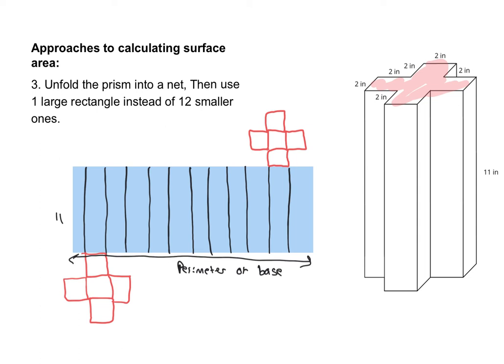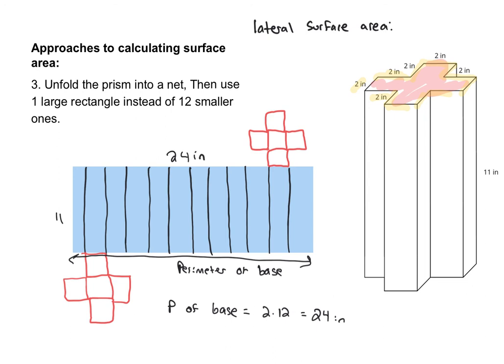So you can do a really quick calculation here and say, well, the perimeter of my base is 2 plus 2 plus 2, and so on, twelve times, or 2 times 12. So perimeter of base, in this case, is 2 times 12, which is 24 inches. So we know that the perimeter of our base is 24 inches.